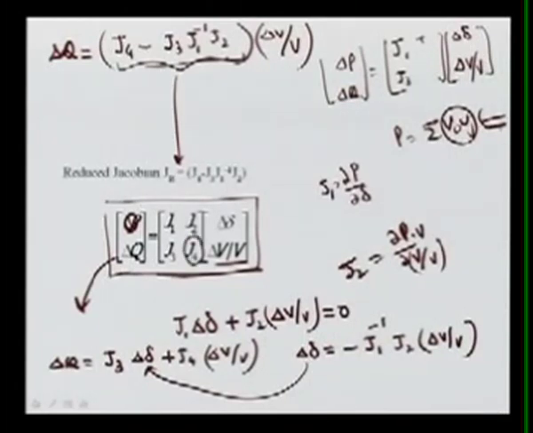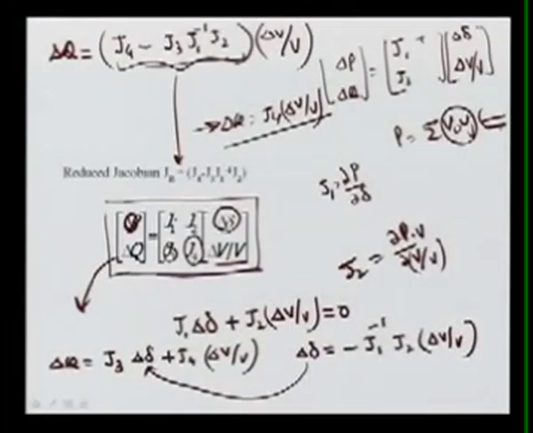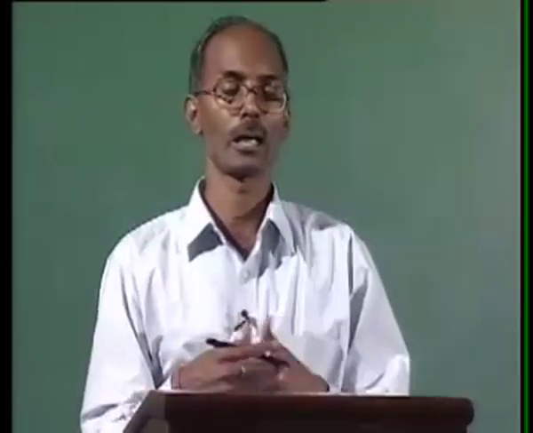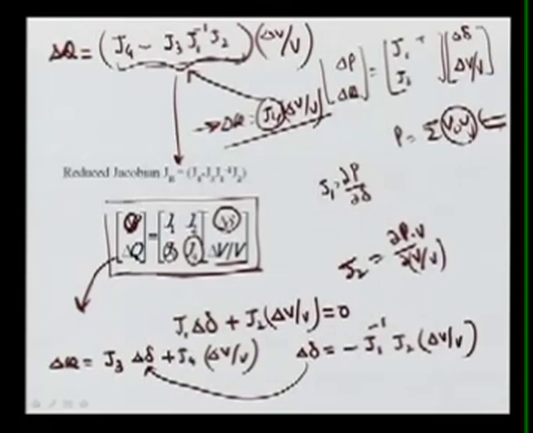Here we don't use this one, because for decoupling, normally this equation we ignore and say it is 0, and we can simply say delta Q is J4 change in V upon V. If the system is lightly loaded, this equation is valid. But in all cases, whether lightly loaded or heavily loaded, instead of J4 we can replace it with JR, the reduced Jacobian. So this gives very good information for analysis of voltage stability.